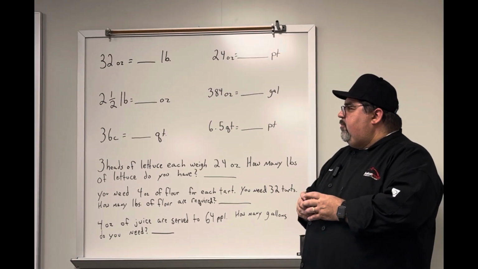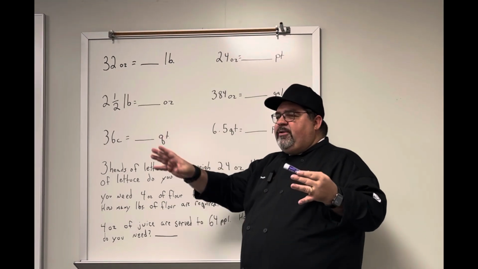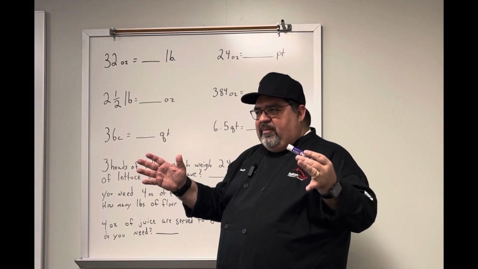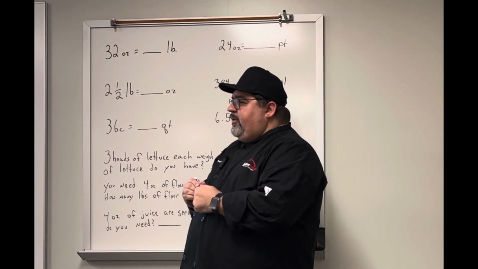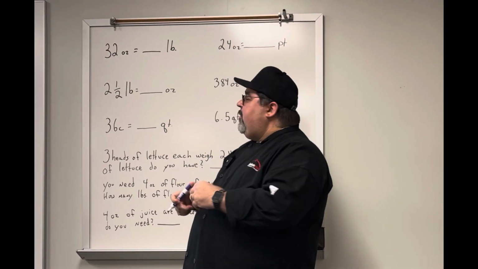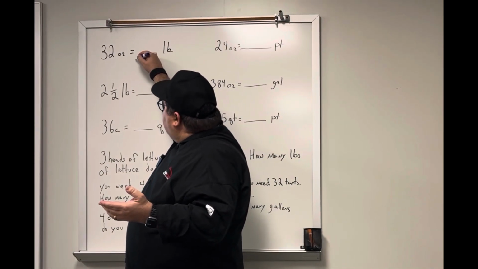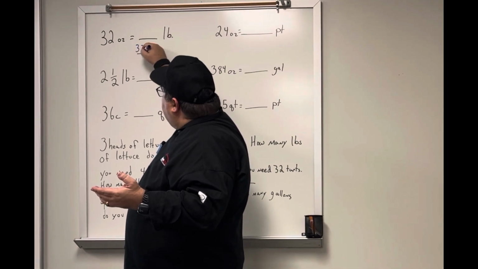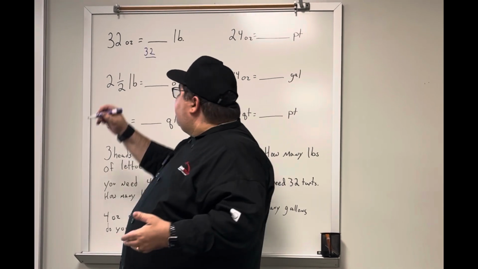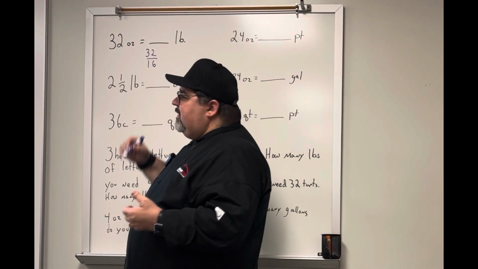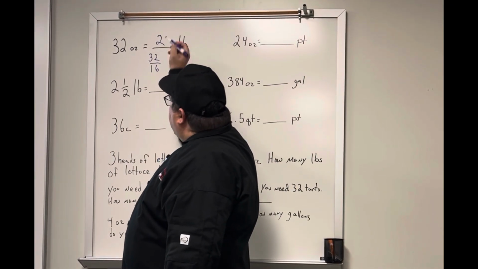So I have some basic, simple math problems up on the board here. I'm going to show y'all how to do the simple shortcut method of converting ounces to pounds. So we have 32 ounces. How many pounds is that going to give us? For this, we're going to do 32 ounces over the number of ounces in a pound, which is 16. So 32 divided by 16 gives us the answer of 2 pounds.